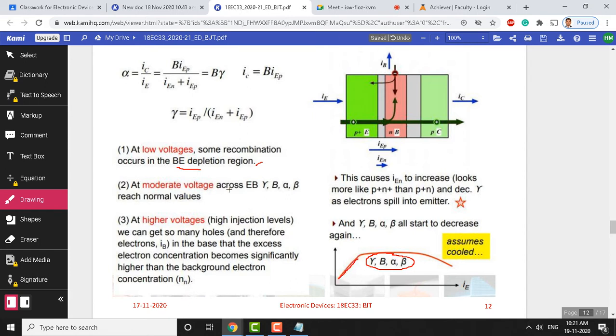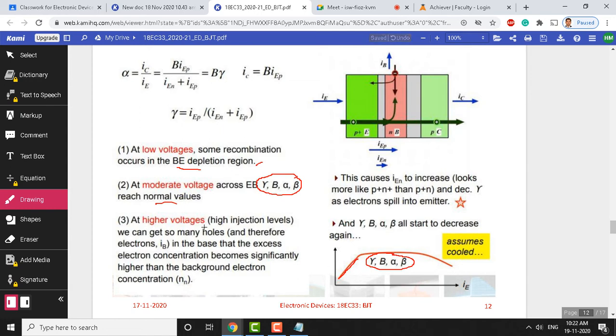But at moderate voltages, the values of gamma, B, alpha and beta have moderate, normal values, so there is no problem. You get a constant performance for moderate emitter-base voltage. The problem is at higher voltages. We have seen problems at lower voltages, where all these parameters are small, and at moderate voltages they maintain normal values.